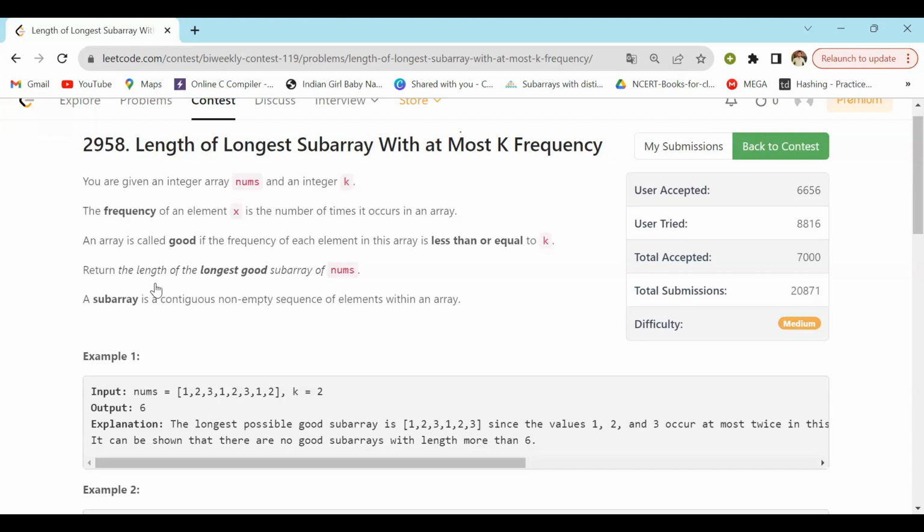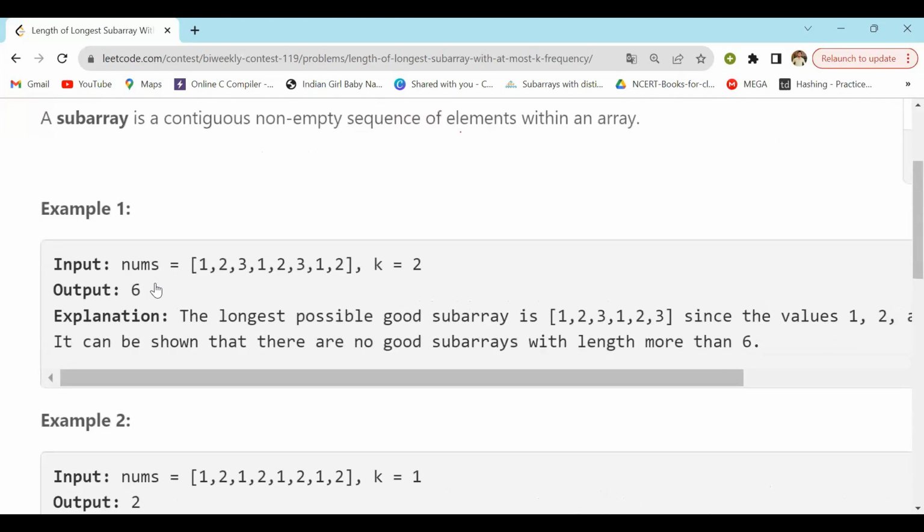Okay. Is this question clear, right? The frequency of an element x is the number of times it occurs in the array. An array is called good if the frequency of each element in the array is less than or equal to k. Okay, fine. Let's say this is an array. If we consider this entire array, is it good or not?